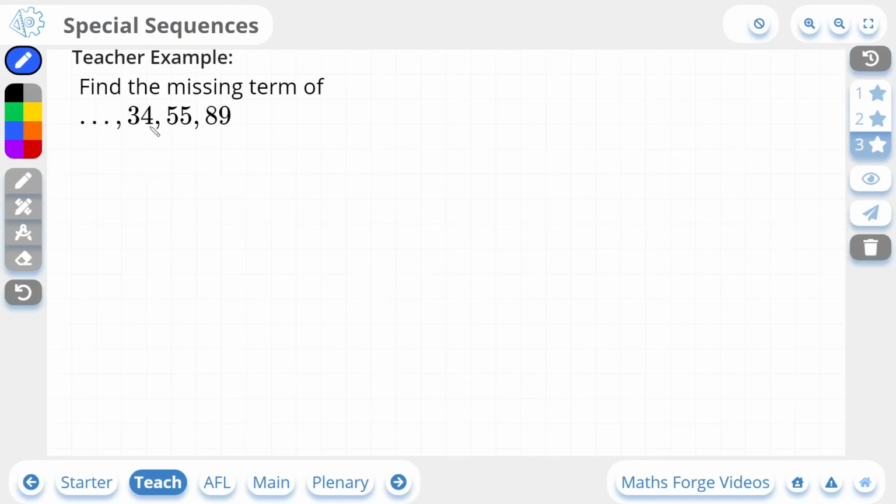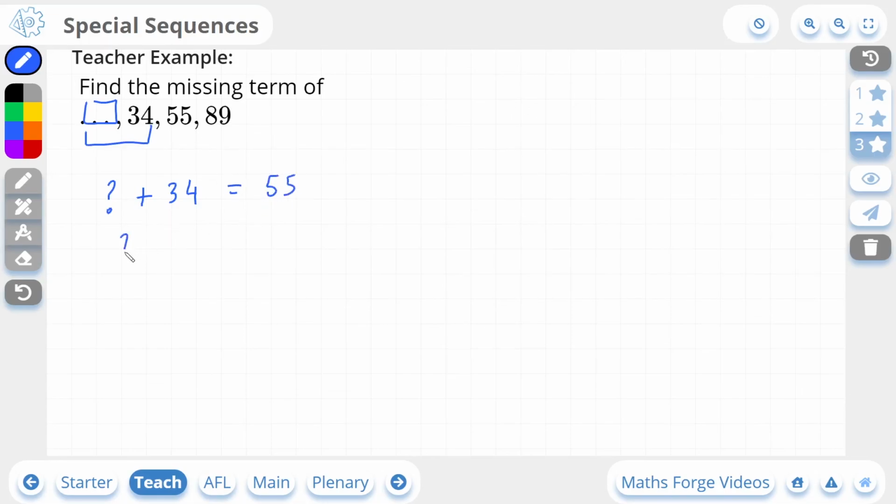This must be the Fibonacci sequence. And we can test to see if this is true. 34 plus 55 does indeed give us 89. So how we can find the previous term in the Fibonacci sequence is by thinking about how we get to the next term. So we have this term here that we're looking for. We're going to say it's a question mark. And when we add it to 34, so the two previous terms, it gives us 55.